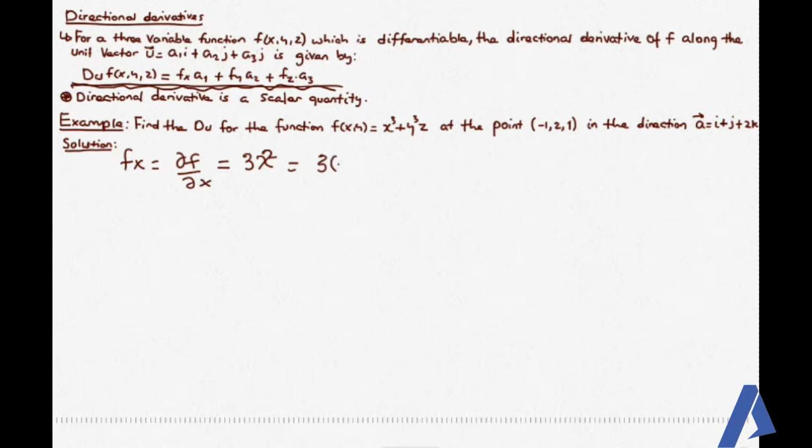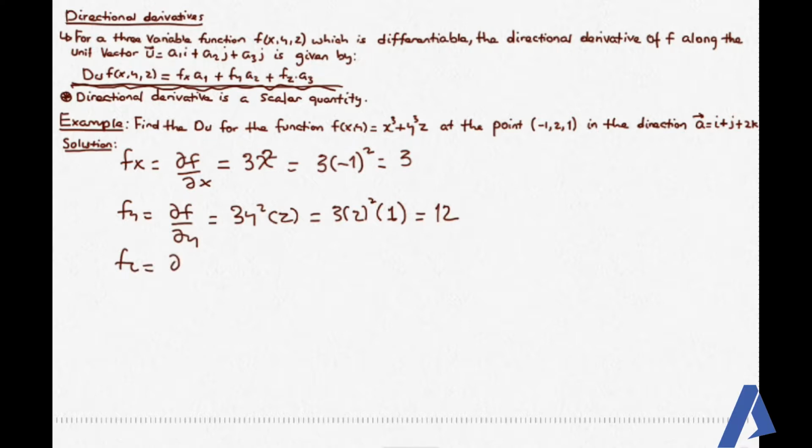ስለዚህ 3 times minus 1 square which is equal to 3. fy similarly del f by del y which is equal to 3y square times z. ስለዚህ 3 times 2 square times 1 ማለት ነው ስንት ይመጣል? 12. fz ንም similarly del f by del z which is equal to y cubed which is equal to 8.